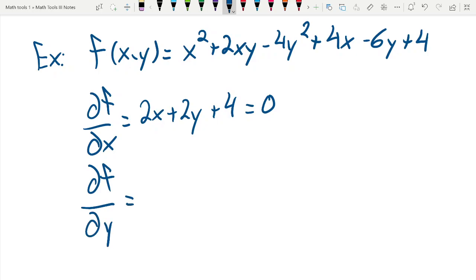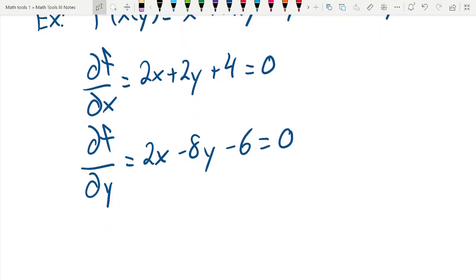So the partial with respect to y here would be 2x minus 8y minus 6, and that's it. Okay, and that's equal to 0. So when we have two variables and only one equation, we can't solve it. But with two variables and two equations, now we can solve it. Okay, and there's a few different ways you can go about this. You can look into techniques for solving systems of equations. That might be helpful at this point because naturally that's going to come up a lot.